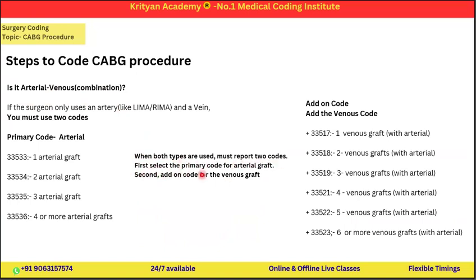First, select the primary code for the arterial graft from here. How many arteries? Check that and use any one of these codes only. And second thing, add the add-on code for the venous graft from here. 33517 is for one venous graft, 33518 is for two venous grafts. So based on the number of venous grafts, you can choose the add-on code. If it is a combination of both arterial and venous grafting, use the first artery code followed by the venous code only.